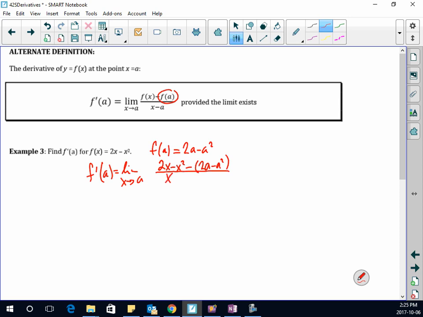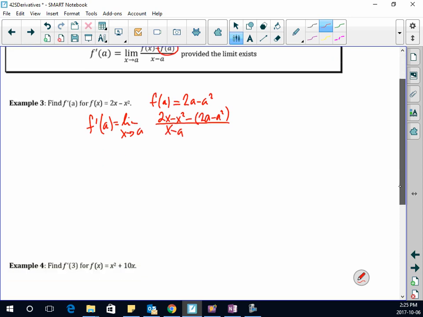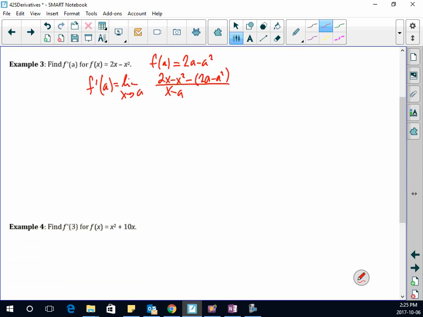Okay, x minus a. Let's scroll her up. So this equals the limit as x goes to a of 2x minus x squared minus 2a plus a squared over x minus a. So here's the thing. If I plug in right now, does everybody understand? I know it looks goofy.